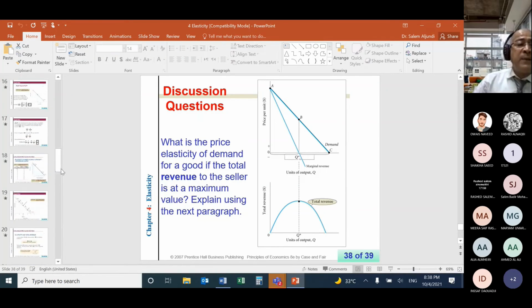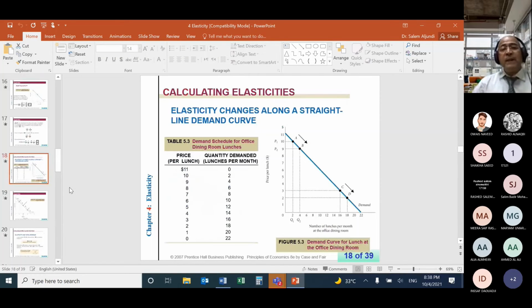I think it's a bit complicated, but try to help me calculate here a new column for total revenue. What is total revenue? Multiplication between price and quantity. So price times quantity, such as 10 times 2, it is 20. So 20 is the value of sales or total revenue. Calculate a column for total revenue. What you will conclude is that total revenue increases, reaches a maximum point, and then decreases.